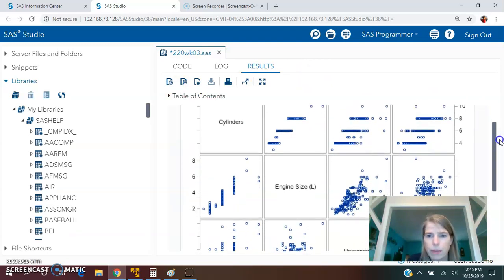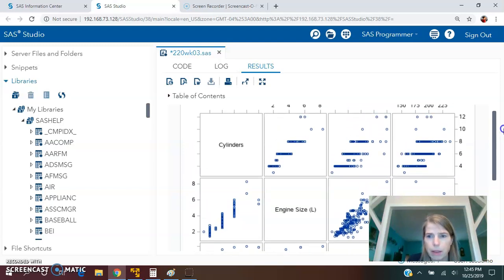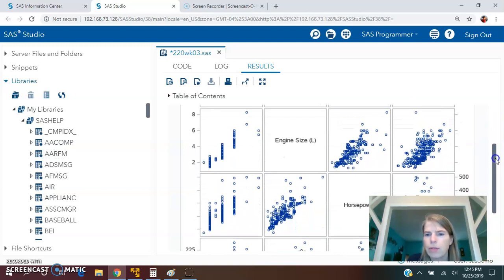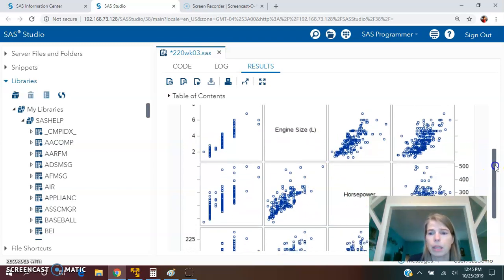All right, we have some discrete variables here, which is why some of these graphs are looking a little bit like staircases. When we have continuous variables, we'll have something that looks more like this graph here, which compares engine size to horsepower. And that pair looks like it could possibly be linearly related.